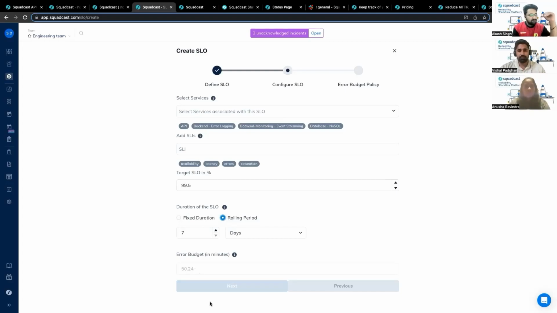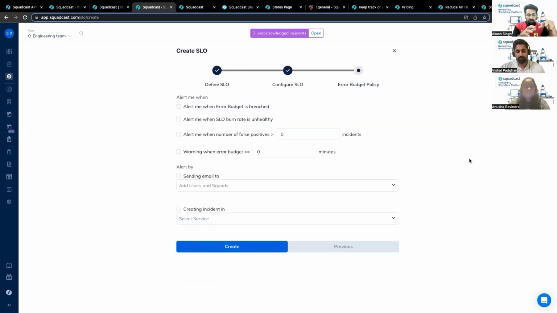Once the error budget is defined, I can click on next and start to define the error budget policy. Here, I can say, alert me if the error budget is breached or if the SLO burn rate is too unhealthy. This is something I was talking about earlier, where the tool automatically figures out a spike and then tries to mark that SLO as something that needs attention. This is where you can define that if the SLO needs attention, it can automatically notify you as well.